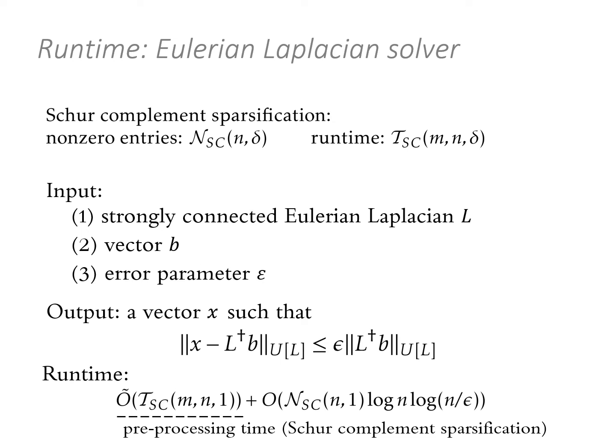This is the running time of our Eulerian Laplacian solver. To construct a good preconditioner, we use Schur complement sparsification to get a sparsified block LU decomposition. Schur complement sparsification is the main result of this paper and will be introduced later. After we get the sparsified block LU decomposition, the analysis follows the paper of the LU decomposition-based Laplacian solver. The rest of the running time after we get a good preconditioner is about 2 log n factors additional to the number of non-zero entries of the Schur complement sparsifier.